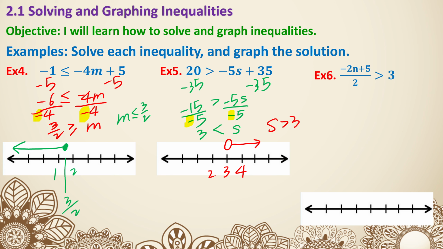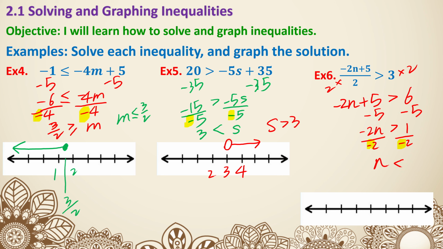Next, we need to get rid of the 2 first, so multiply both sides by 2. We're going to get negative 2n plus 5 is greater than 6. Minus 5, minus 5. Negative 2n is greater than 1. Now we're going to divide both sides by the negative 2. Again, we're dividing by a negative, so we need to flip the sign. n is less than negative 1 half. So 0, negative 1, negative 1 half is in the middle. It doesn't have any equal sign, so it's a donut pointing to the left. That's number 6.